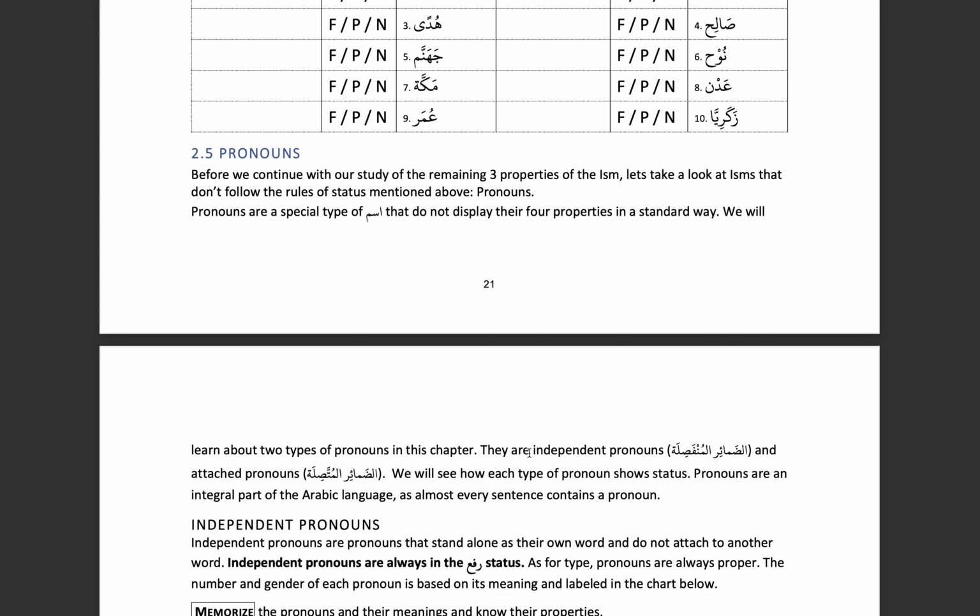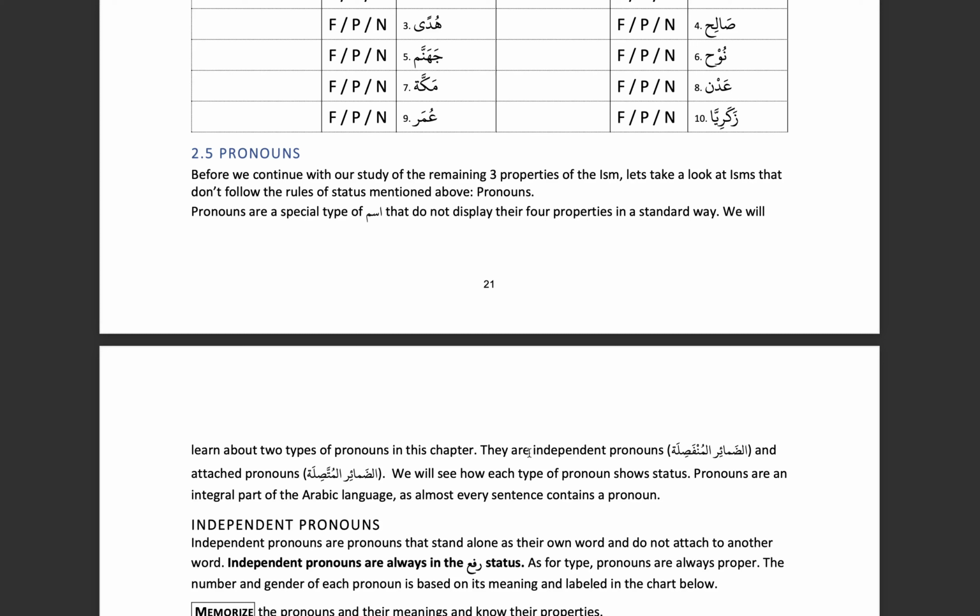in jarr form, right? Of course, it also becomes jarr if it is a mudaf ilayh, for example, if it comes after an ism. So kitab is an ism, so kitabuka, kalamuka, all this kind of stuff, it also becomes jarr in that sense. Or if it is in nasb form, then you have to check two situations.